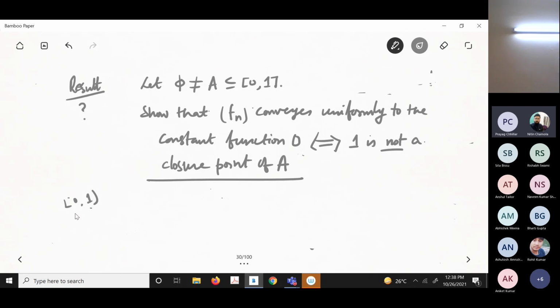So Fn converges uniformly to the constant function, uniformly on A. I can take a subset. If it converges uniformly on the bigger set, it will converge uniformly on the smaller set, but not the other way around. So here I am saying that it will converge uniformly on A as long as 1 is not an accumulation point, a closure point, of A.